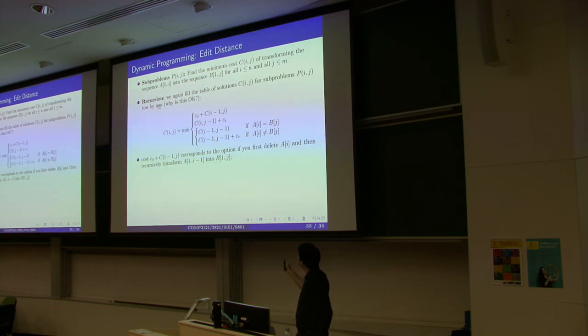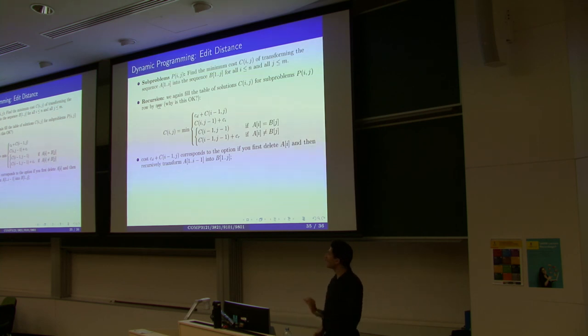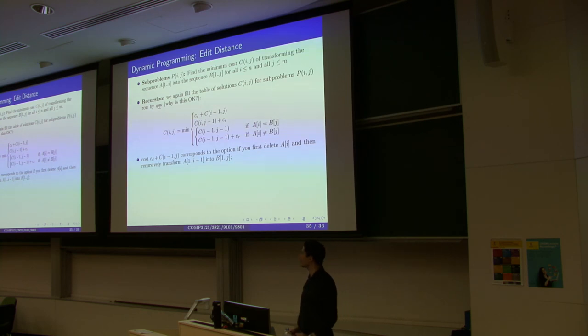The last two cases are where A_i and B_j coincide. If that's the case, then you can simply solve the smaller problem, where both elements are i minus 1 and j minus 1. And finally, if they do not coincide, then you need to have a replacement. So this corresponds to this replacement cost, where A_i is being changed to B_j. So it's a replacement cost.